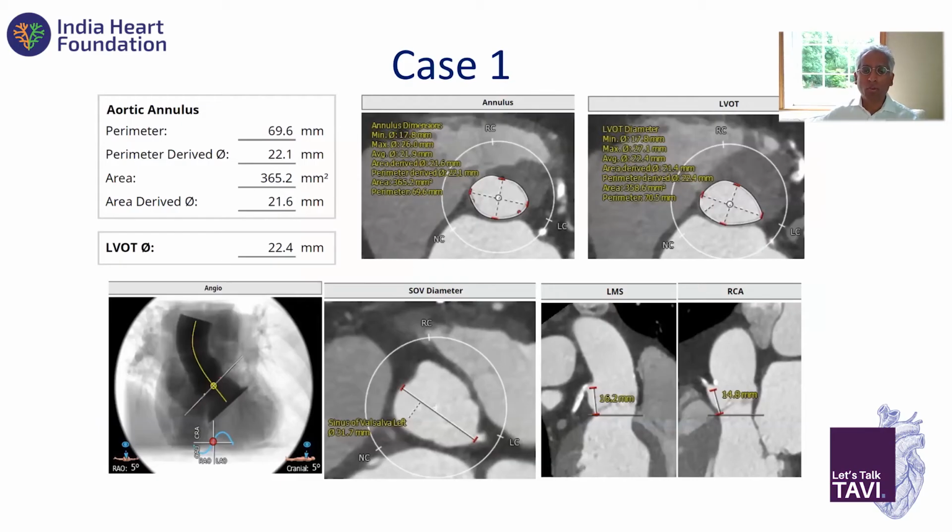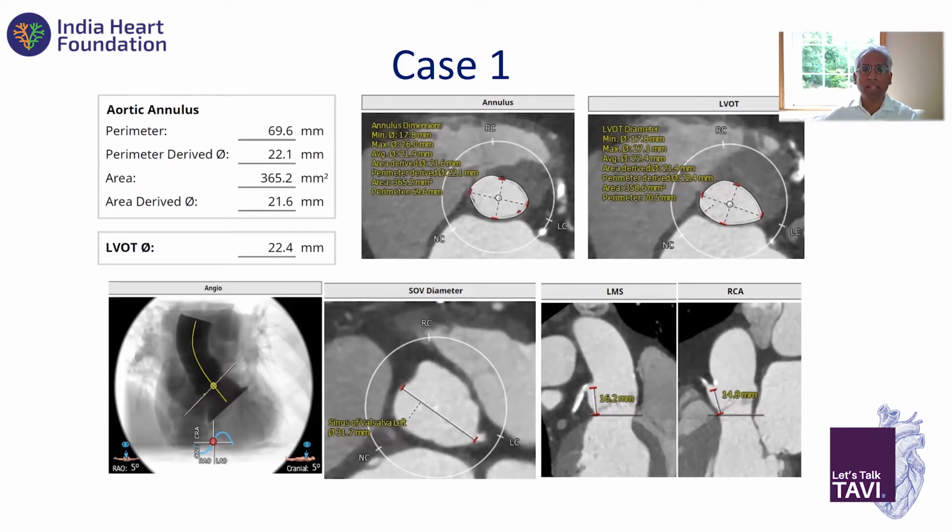So I'm just going to show you one case, and in that case, there were two or three different areas where there was potential vascular complication, and what I did to avert it. So it's always important to look at the CT. This is a female patient, and you can see that the perimeter was 69. Minimum and maximum measurements are given already, but essentially it's a patient who needed a 26 valve.